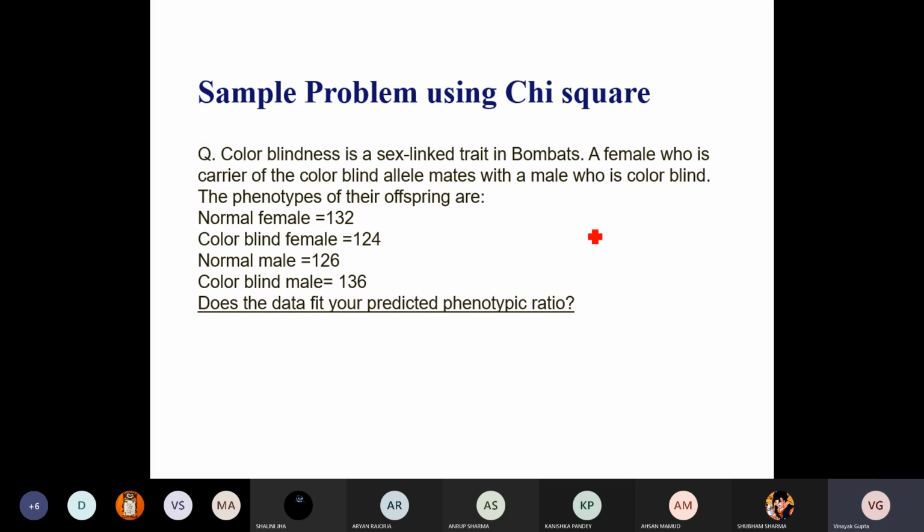Here it is mentioned that color blindness is a sex-linked trait in wombats. Whenever we say sex-linked, that basically means it is X-linked. Otherwise, it would be clearly mentioned that it is Y-linked. It is not mentioned as Y-linked, so you can assume that, that is the language of genetics. Sex-linked means it is an X-linked trait in wombats. The female is a carrier of the color blind allele. Females have two X chromosomes. As a carrier, one chromosome has the mutated allele and the second one is normal.